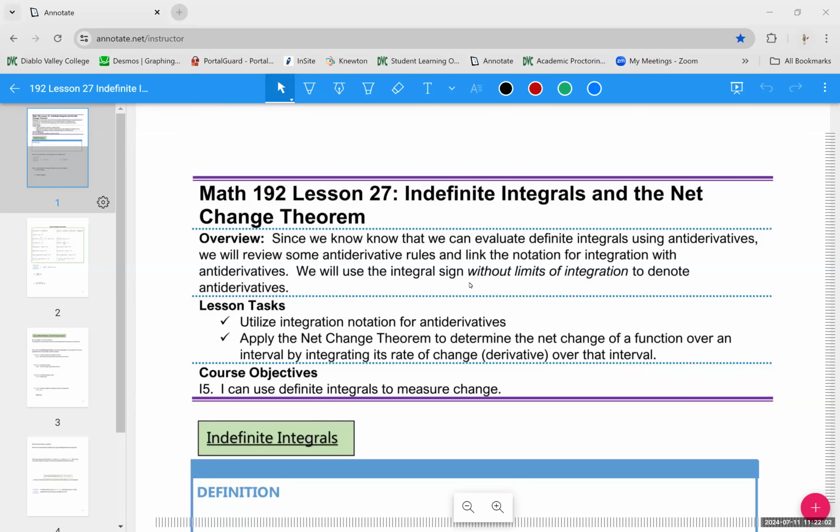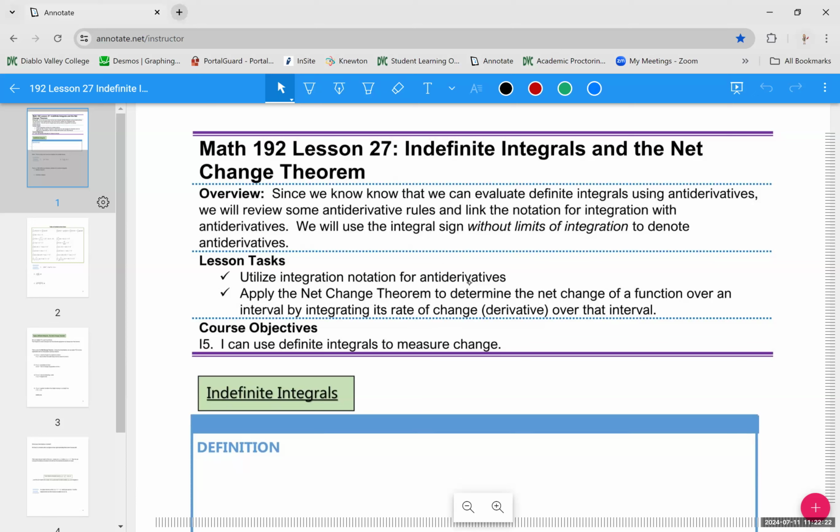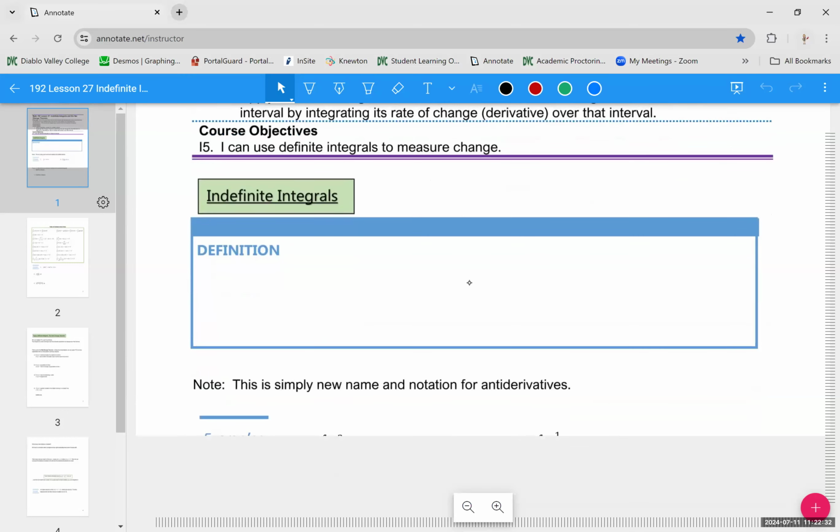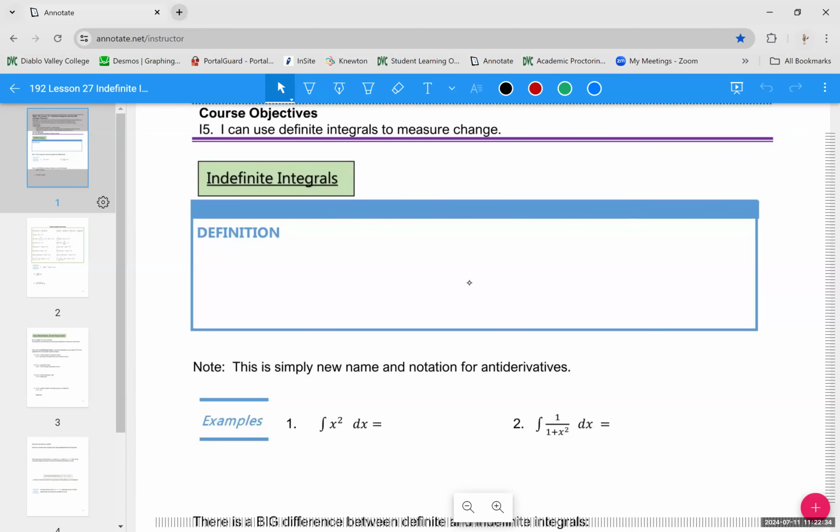Welcome to Lesson 27, Indefinite Integrals and the Net Change Theorem. So we learned in the Fundamental Theorem of Calculus lesson that we can use antiderivatives to evaluate definite integrals. And so what we're going to do in this lesson is basically use that same integration notation without limits to just denote general antiderivatives. So that will keep everything consistent, that we're really using antiderivatives to do integration.